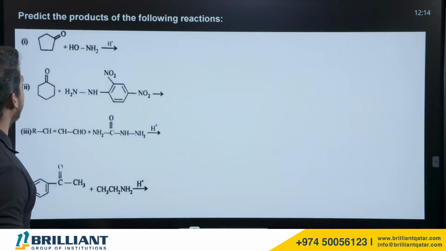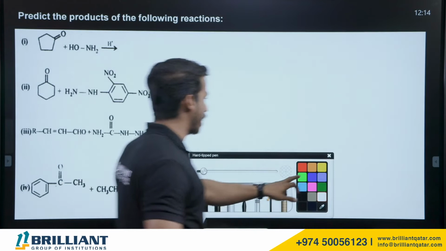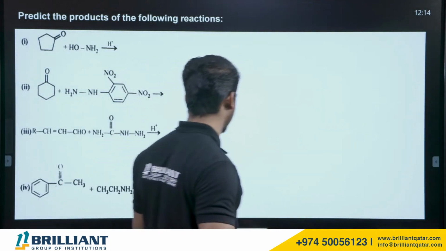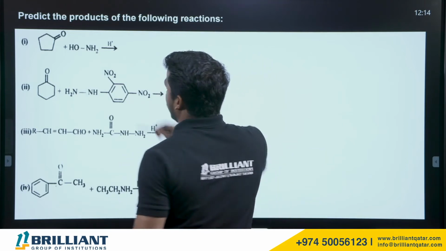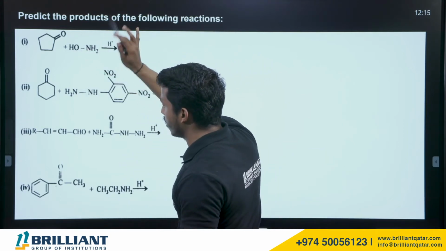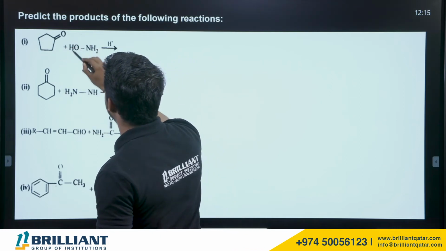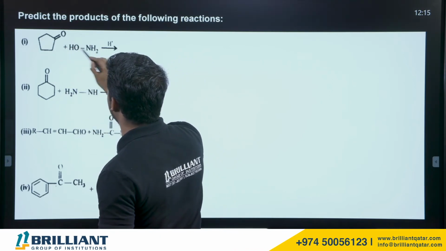Then predict the product of the following. This set of reactions we can write in a very simple manner, dear all of you. It is very simple to write the product in this kind of question. All of you check it. All products are in a similar way. This is a cyclopentanone with NH2OH. What is NH2OH called?